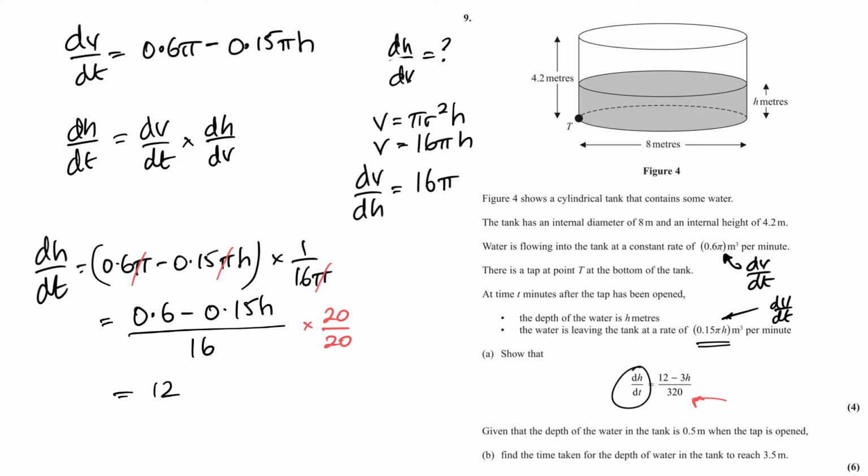So that should give me 12 minus 3h over 320. And that was what we were needing. Okay, hopefully you followed through with that okay, and I think a quite straightforward initial 4 marks.